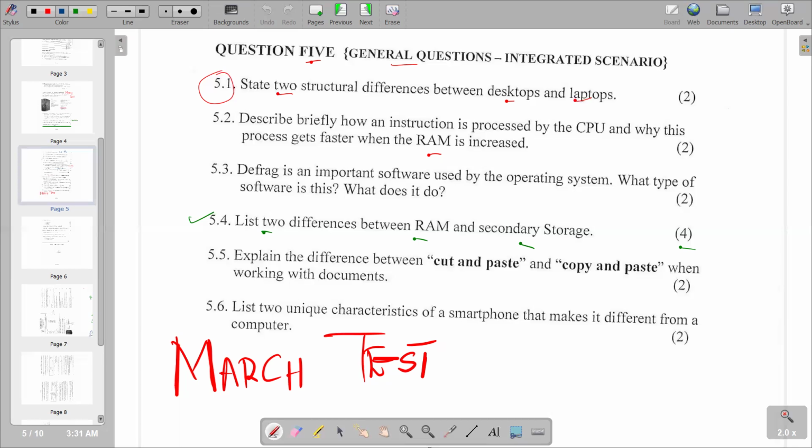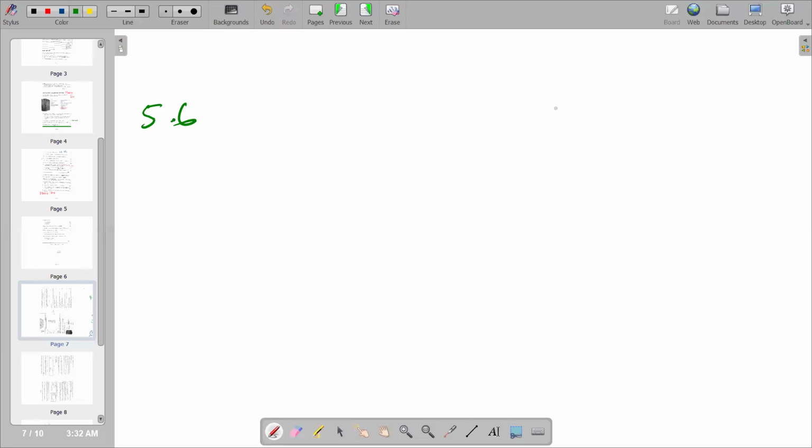From there, we go to the next part, which is 5.6, and this lists two unique characteristics of a smartphone that make it different from a computer. One clear difference is that a smartphone is much smaller than a computer. Obviously, that is a clear difference that we know.